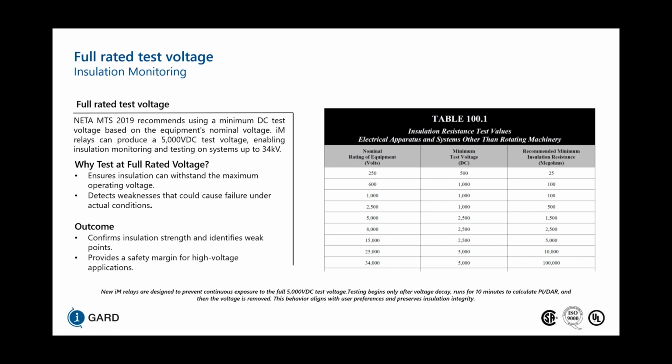This ensures insulation can withstand the maximum operating voltage and detect weaknesses that could cause failure under actual conditions. The outcome is that we confirm insulation strength, identify weak points, and provide a safety margin for high voltage application. So the new IM relays are designed to prevent continuous exposure to the full 5,000 volt DC test voltage. Testing begins only after voltage decay, and it runs for 10 minutes to calculate PI/DAR, and then the voltage is removed. This behavior aligns with user preferences and preserves insulation integrity.